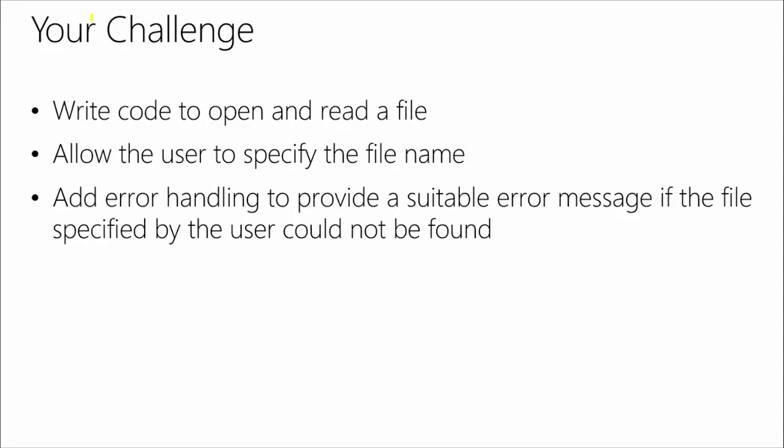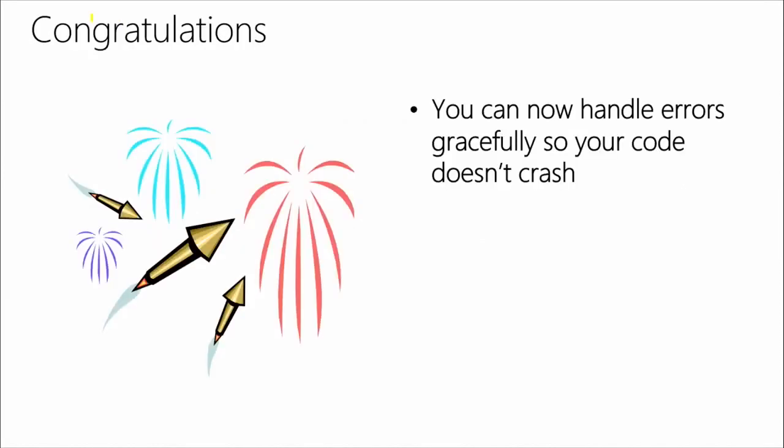Yeah. So your challenge for error handling, should you choose to accept it: write some code that will open a file and read the contents. Allow the user to specify the file name. Which means there's a possibility that they'll type in a file name you can't locate, so you're going to need to write error handling to gracefully handle the possibility of a user entering a file name that you can't locate. Exactly. So now you guys can gracefully handle errors so your code doesn't crash.